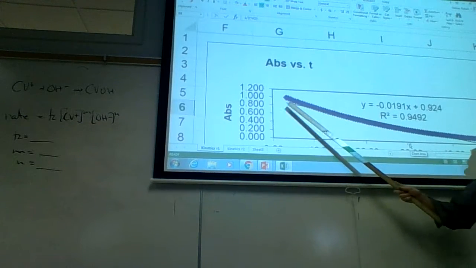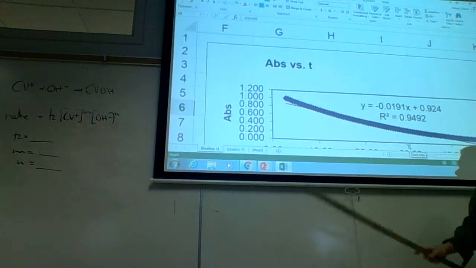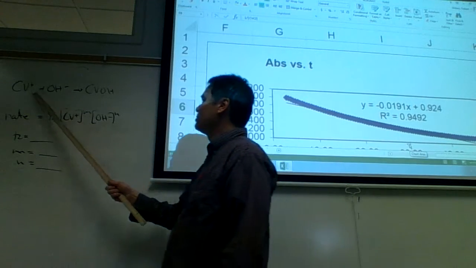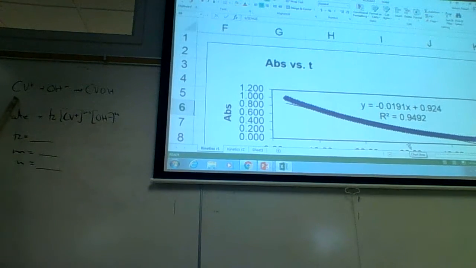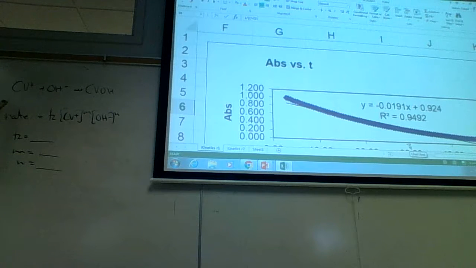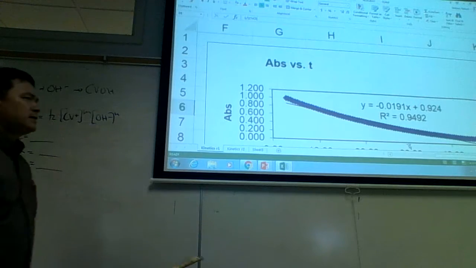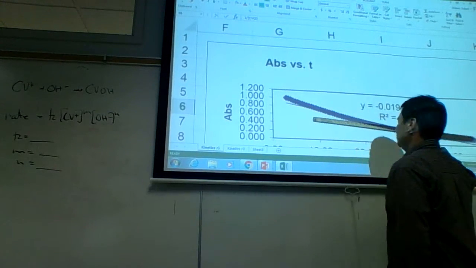Because even though what we're watching is the crystal violet, let's say we started off with 1 molar crystal violet and 1 molar hydroxide. So if we cut the crystal violet concentration in half, and so we went from 1 molar to half a molar, then the hydroxide concentration would go from 1 molar to half a molar. In other words, as the crystal violet concentration goes down, so does the hydroxide concentration. And so what we see here is the overall order of the reaction.